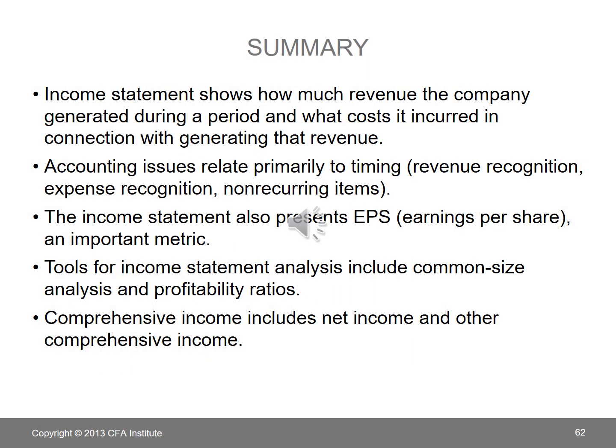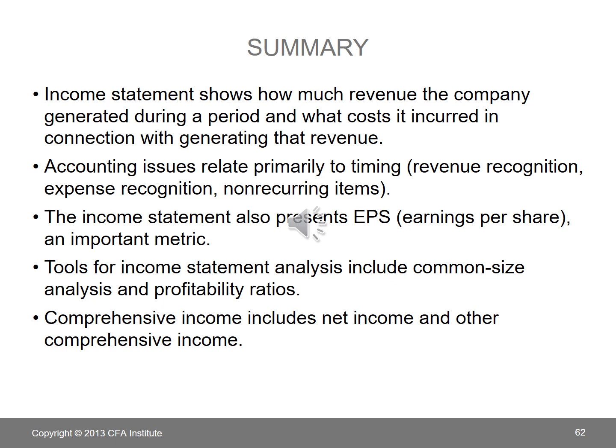So that is it for chapter 4, the income statement. We took a closer look at the income statement and looked at how much revenue the company generated during a period and what costs it incurred. So these are the two main things that an income statement reflects. We also considered some accounting issues, primarily relating to the timing of revenues and expenses. So revenue recognition and expense recognition, in addition to looking at some non-recurring items that might be available in some income statements and how we can distinguish those and take them into consideration in our analysis.